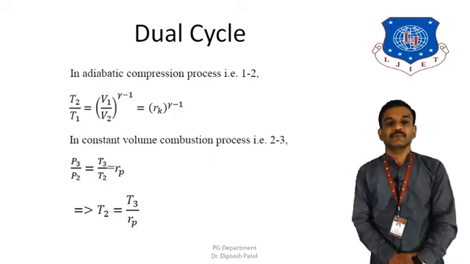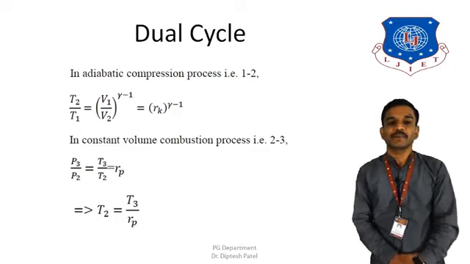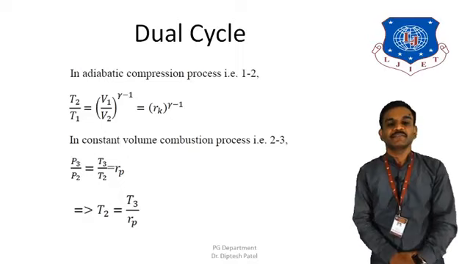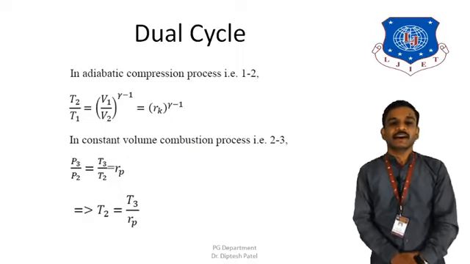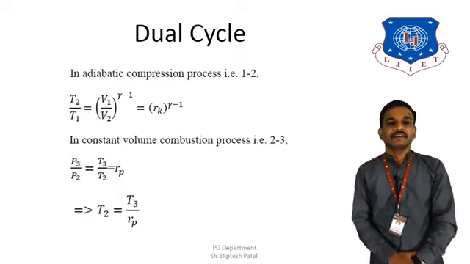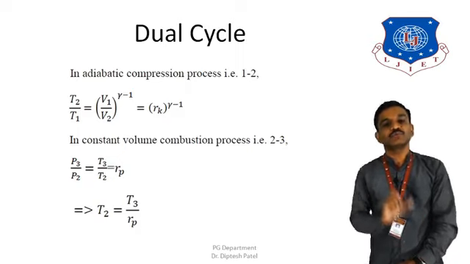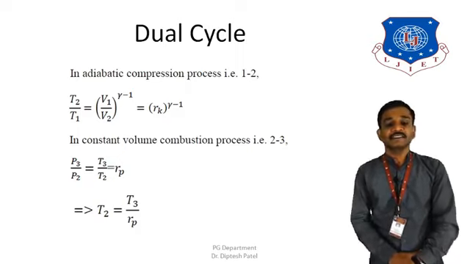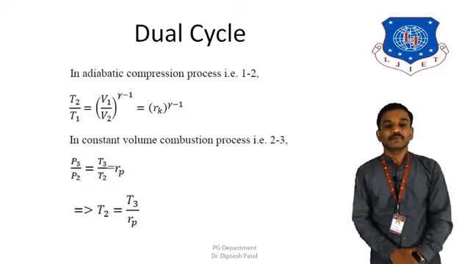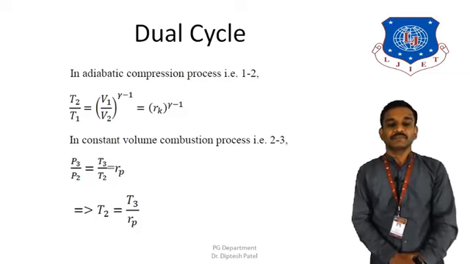It says T2 upon T1 is equal to V1 upon V2 raised to gamma minus 1, and we know that V1 to V2 is the compression ratio RK raised to gamma minus 1. In the constant volume combustion process, which takes place between 2 to 3, heat is being added. So here I'm going to write P3 divided by P2, which is equal to T3 divided by T2, and that is RP, and therefore T2 is equal to T3 divided by RP.